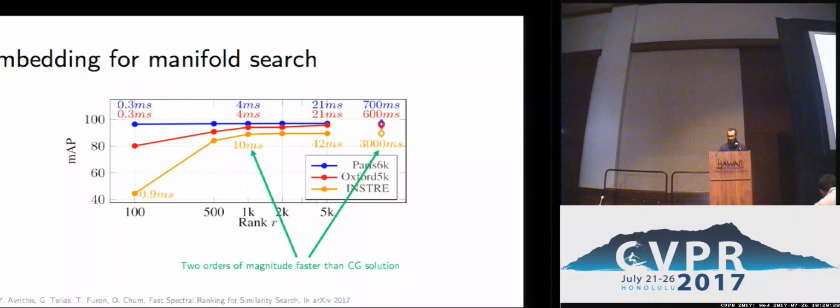What we see in the experiments is that compared to the previous solution with conjugate gradient, we are two orders of magnitude faster with such a solution, such embeddings, to perform manifold search and maintain more or less the same performance.